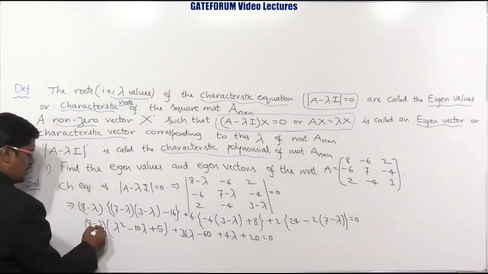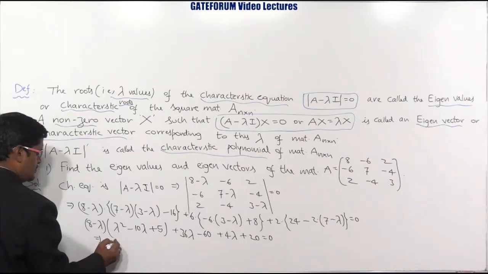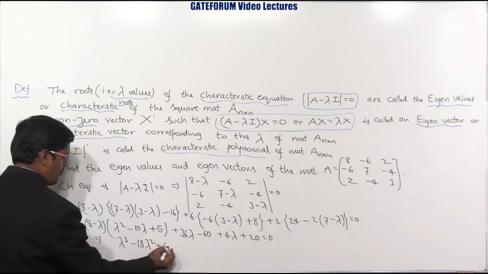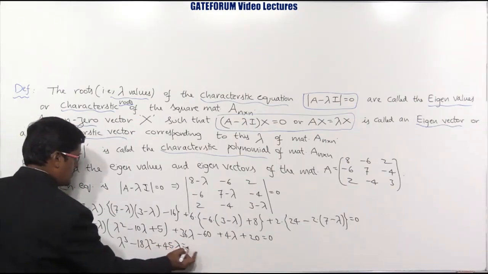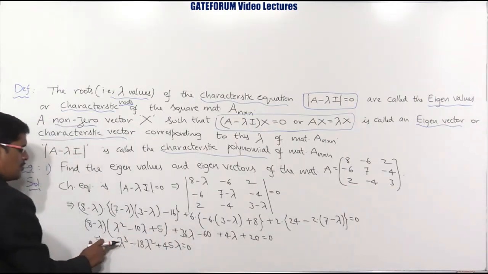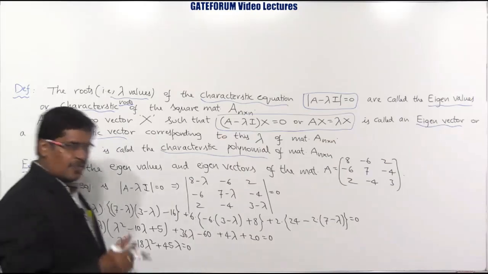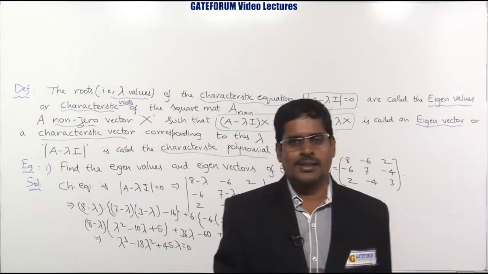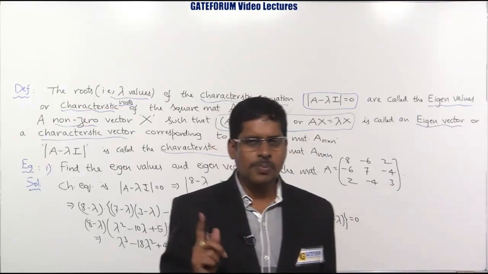So, like this, these 2 multiply these 3 terms, you will be getting lambda cube minus 18 lambda square plus 45 lambda equal to 0. After simplifying this one, you will get minus lambda cube. But before solving, it is better to express the highest degree coefficient with a plus symbol.